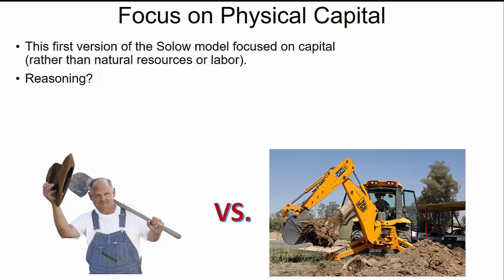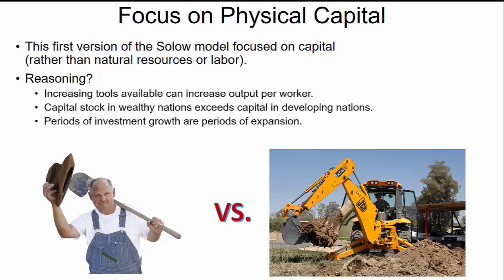All right. So why do we focus on physical capital? Well, the reasoning behind it is pretty simple. If you have a worker and then you give the worker a tool, the worker can do more. Okay. So just compare this guy here, Bill, with his shovel, to this guy over here, Carlos. He's driving a backhoe. One of these guys is obviously more productive than the other, and the difference in productivity is the machine. So that's why we focus on capital as the driver for economic growth.